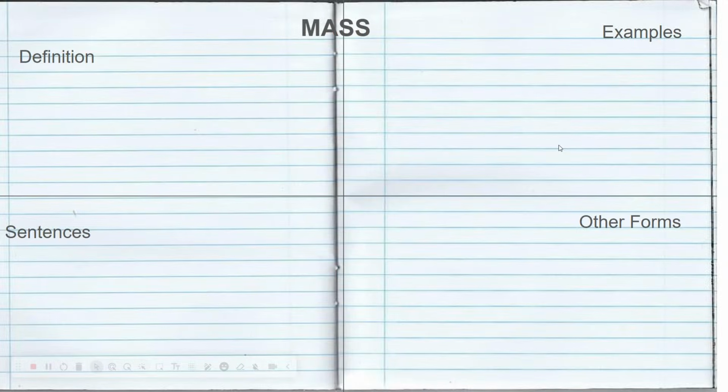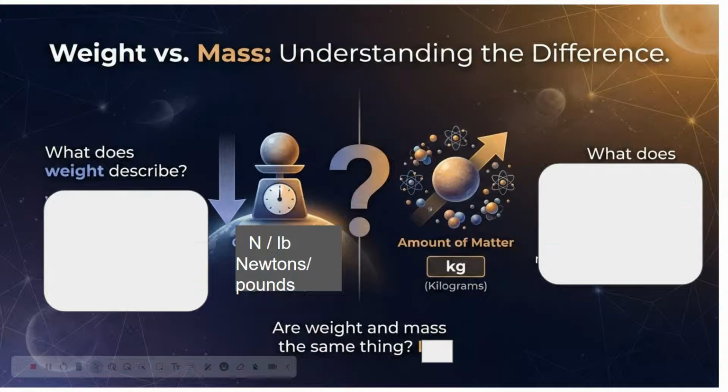Okay, this is mass and volume, but you're going to be doing the 4 block vocabulary for mass. Sorry, this is mass and weight. You're going to be doing 4 block vocabulary for mass, so make sure you stop and make this notebook entry. Okay, weight versus mass, understanding the difference.